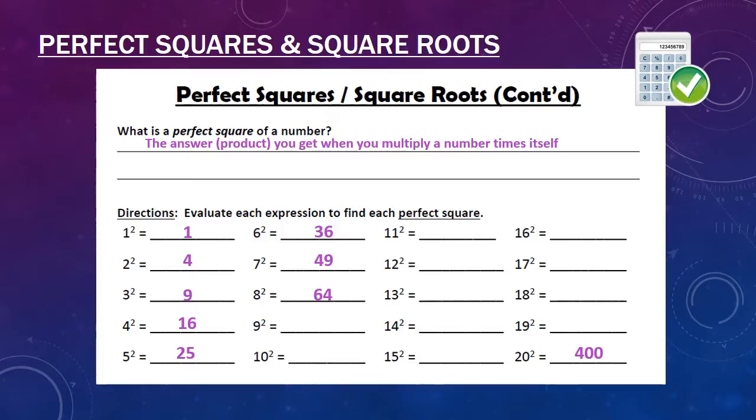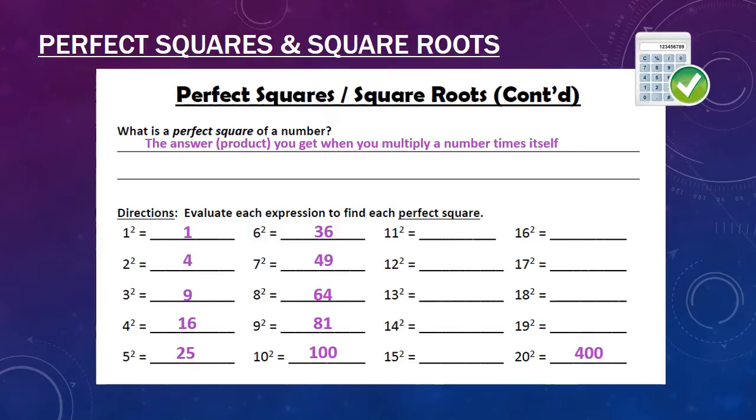9 squared is 9 times 9, and that is 81. 10 squared, or 10 times 10, is 100. Now we're getting into numbers that you probably haven't seen before, and you will have to eventually know these. You can use your calculator for this section of the SOL and on your test, but it helps too if you get familiar with them so you can recognize them and not always have to go to your calculator.